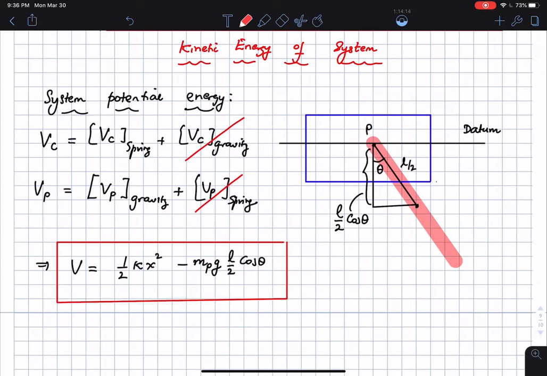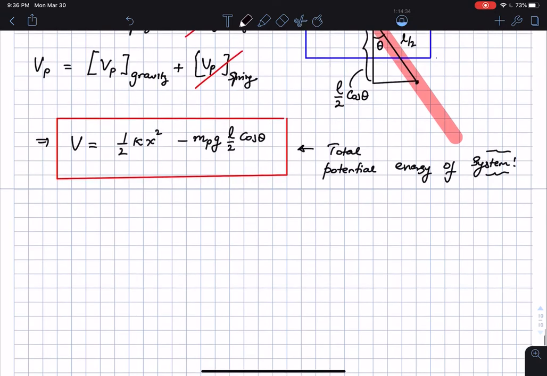And the last thing that we need to do is look at the generalized forces. So we will quickly go over some of those details now. Okay, so this is the total potential energy of the system.